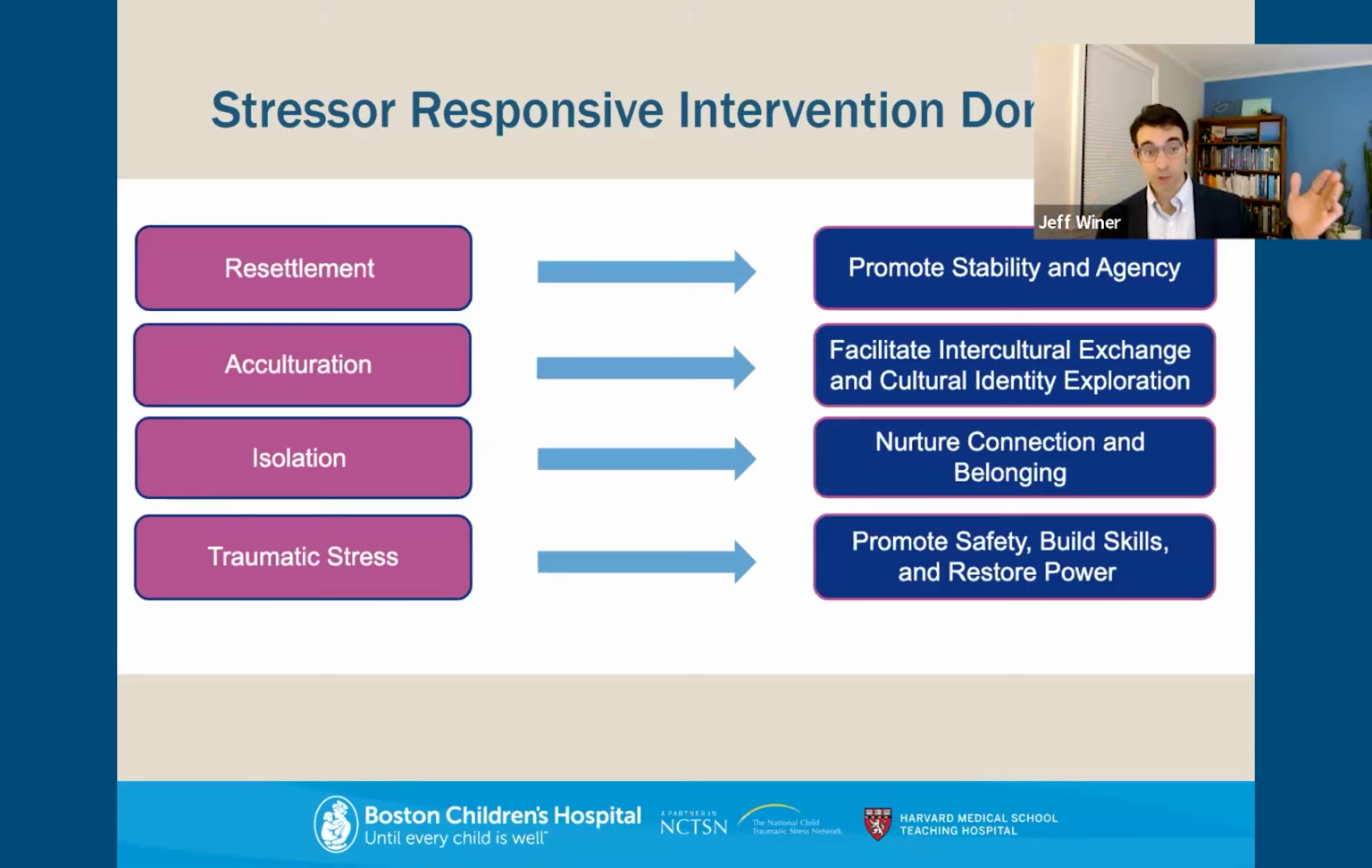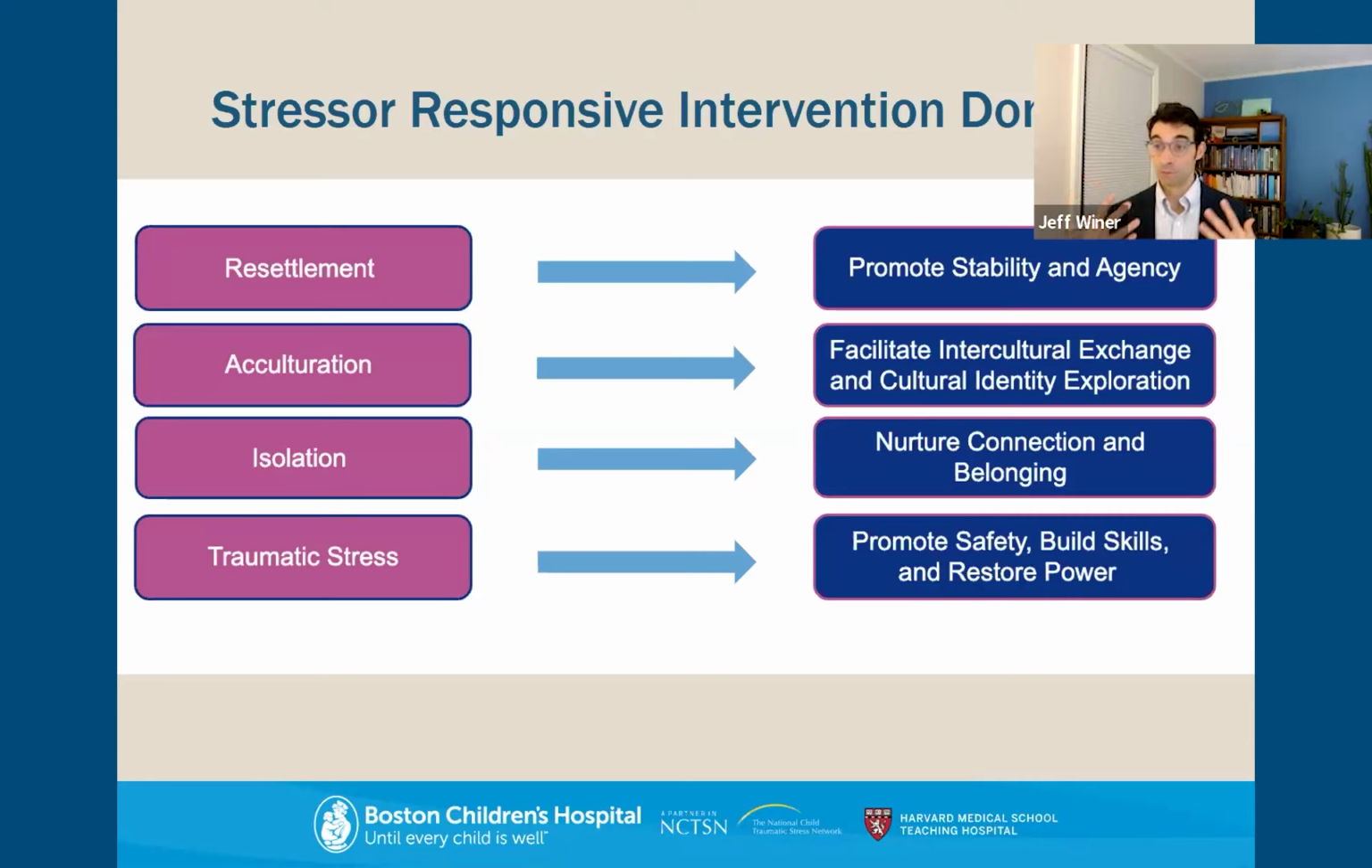So on the left: resettlement, acculturation, isolation, and traumatic stress, common challenges for refugee and immigrant kids. On the right, for resettlement, key strategy for, in particular, school-based interventions are about promoting stability and agency. For acculturation, we're often talking about facilitating intercultural exchange and cultural identity exploration. And Sarah alluded to this in the intervention that she was talking about as well. For isolation, we'll talk about nurturing connection and belonging, and I'll maybe hang on those slides a little bit longer than the others because that may be one area that we haven't touched on quite as much.